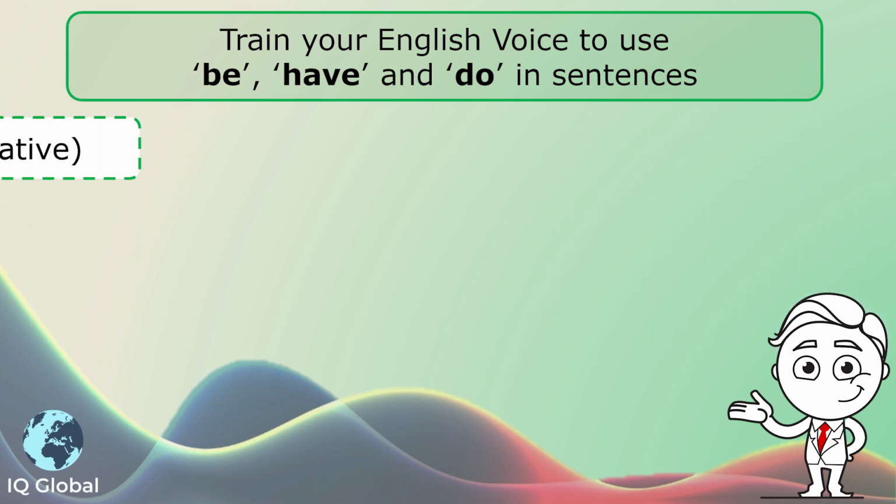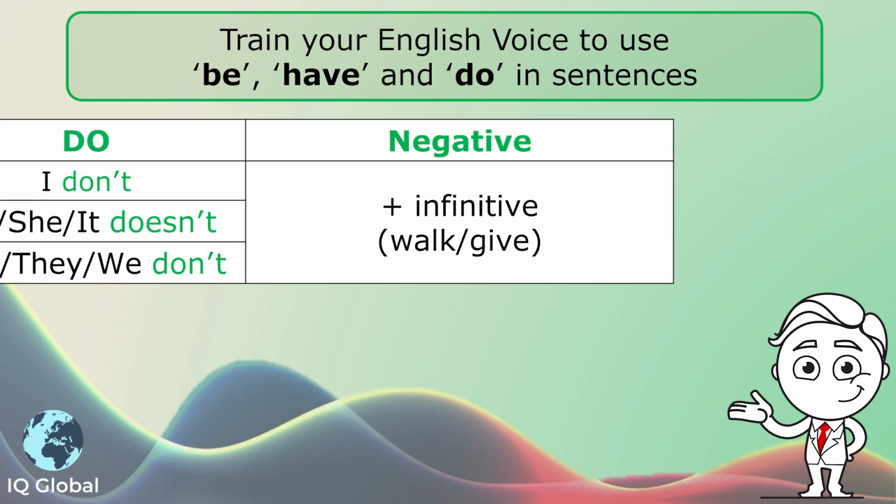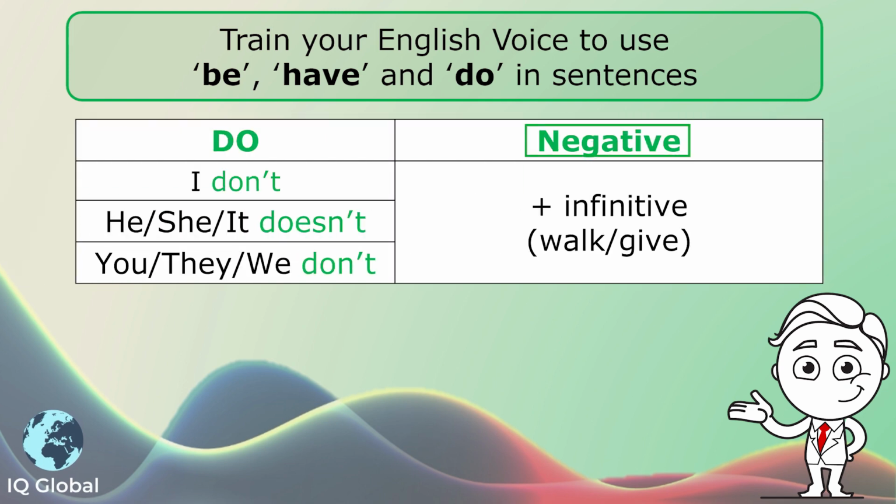Let's look at a sentence example. Do you have my x-rays yet? Now let's look at the sentence structure of negative sentences. I don't, he, she, or it doesn't, you, they, or we don't, plus the infinitive, such as walk or give.